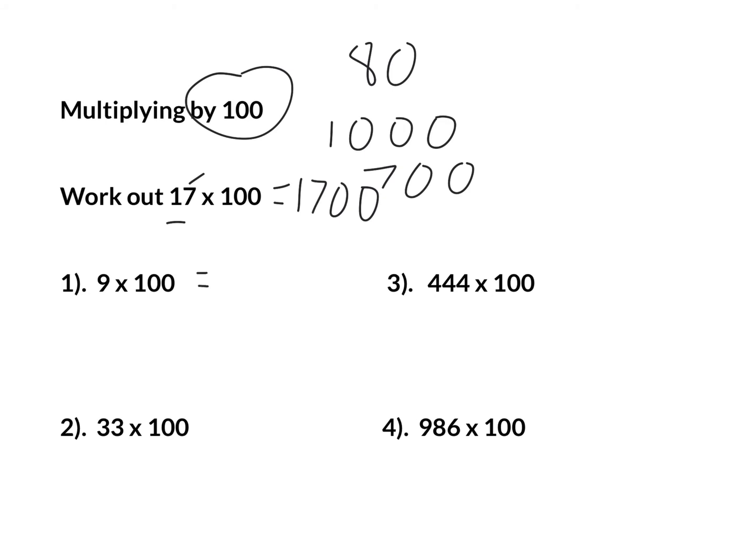So the first one is 9 times 100. So 9 100s. That's fairly straightforward. 900. Then we've got 33 times 100. And so if I make the 30 100 times bigger, it becomes 3000. And then I make the 3 100 times bigger, it becomes 300. So that answer is 3300.